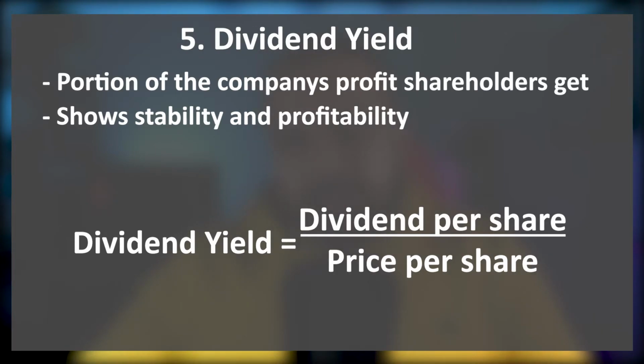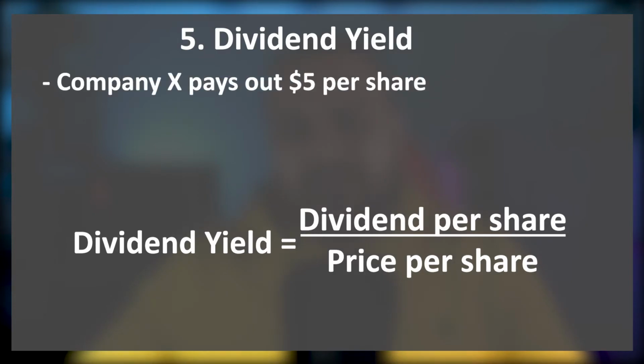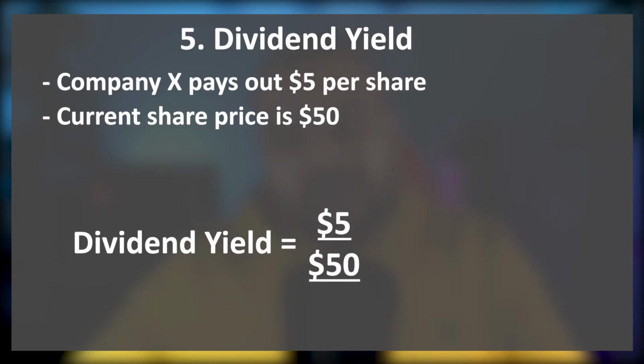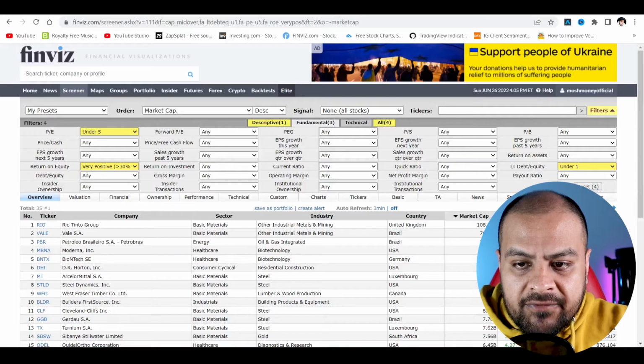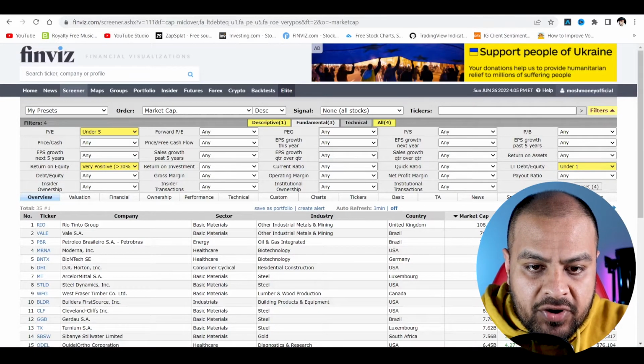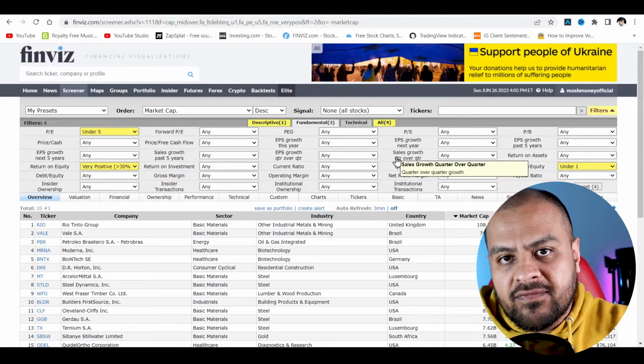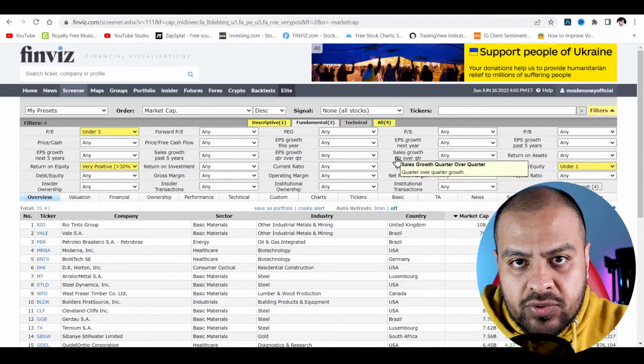And I'll do a quick example of dividend yield. So for example, company X pays out a dividend of $5 per share. The current share price is $50. So if we do 5 divided by 50, that's going to give us a dividend yield of 10%. In Finviz, they don't actually have an option for the yields. You'll have to go into individual companies and find the dividend yield and the earnings yield. But we're going to put in the other ratios that are left over.